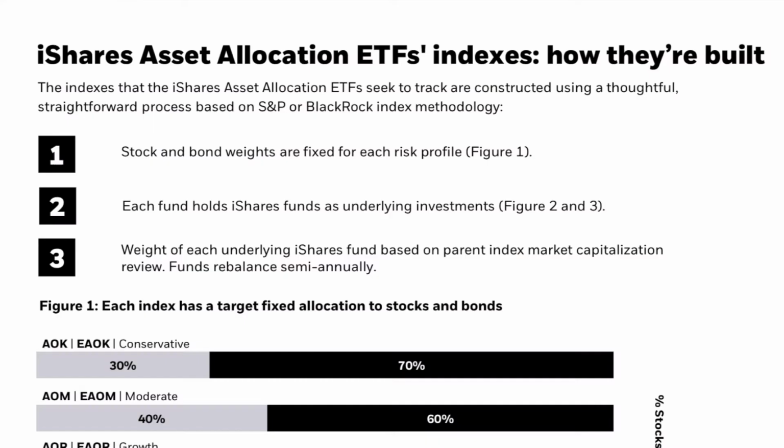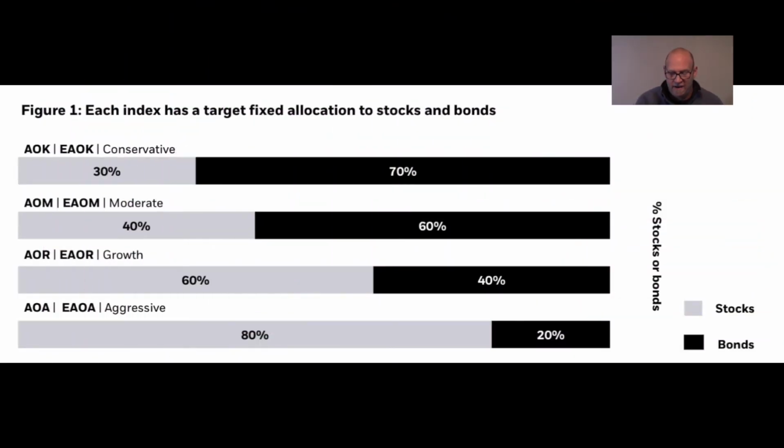So let's take a look at what it says. iShares Asset Allocation ETFs, how they're built. Number 1, stocks and bond weights are fixed for each risk profile. Number 2, each fund holds iShares funds as its underlying investments. So rather than having individual stocks, this has individual ETFs, 7 of them, that make up the fund. The weight of each underlying iShares fund is based on the index market capitalization reviews, and the funds get rebalanced semi-annually.